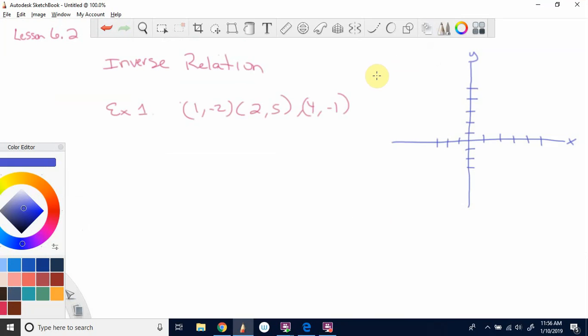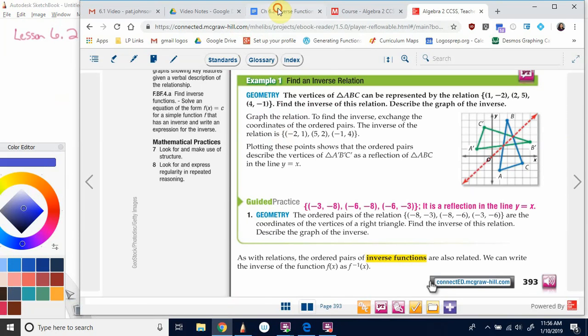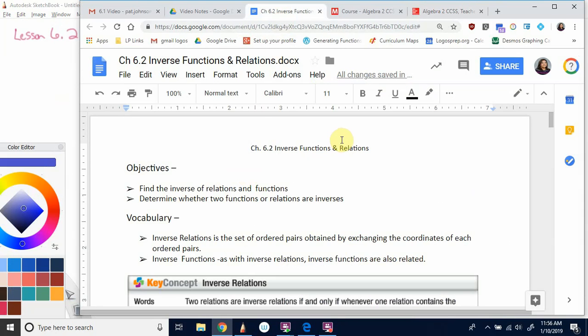All right, so this is lesson 6.2, inverse functions and relations. So we're first going to look at what our objectives are. Our objectives in this case are going to be to find the inverse of a relation and a function, and then determine whether two functions or relations are inverses.